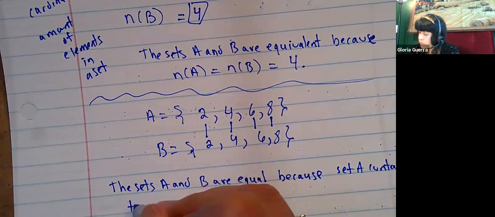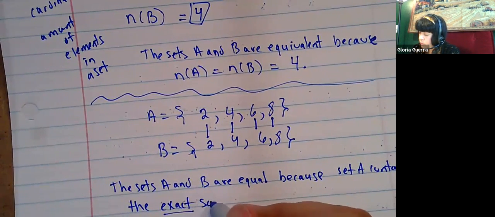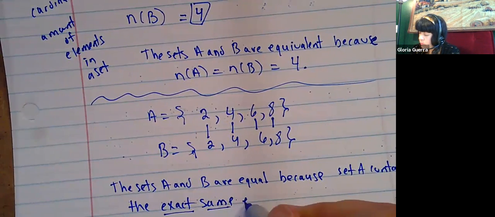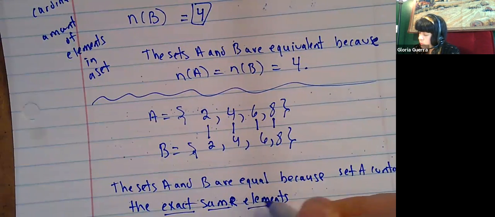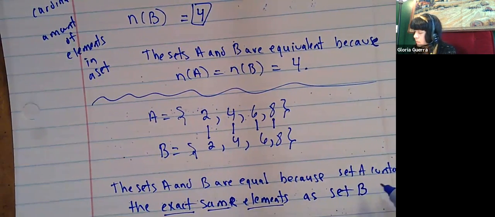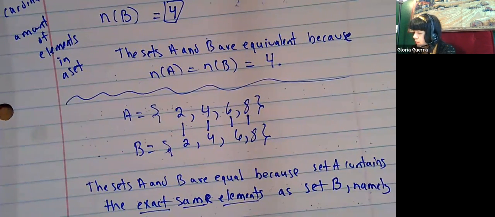And the keyword is the exact same elements as set B. And then you can also put what they were, namely, what were they? They were 2, 4, 6, and 8.